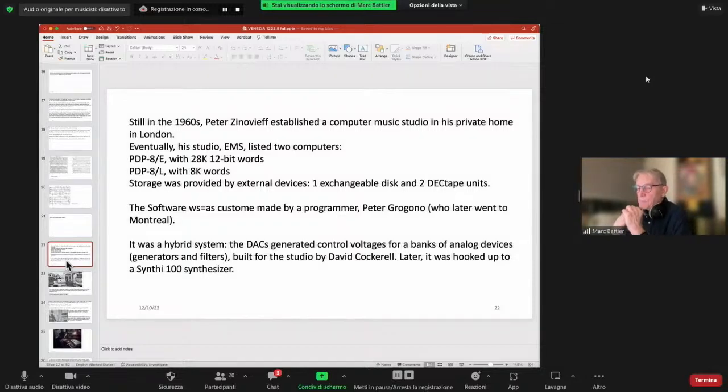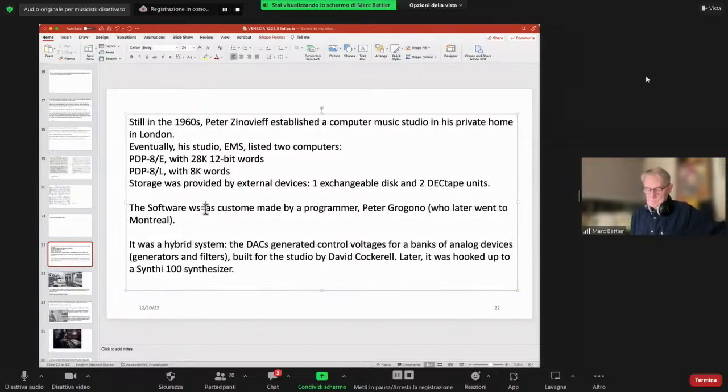Still in the 1960s, Peter Zinoviev established a computer music studio in his private home in London. Eventually, his studio, by the end of the 60s, listed 2 computers, a PDP-8E with 28K 12-bit words, and a PDP-8L, much faster, with 8K words. And there was storage provided by some external devices, a disk and deck tapes. The software was custom made by a programmer, Peter Grogono, who later went to Montreal.